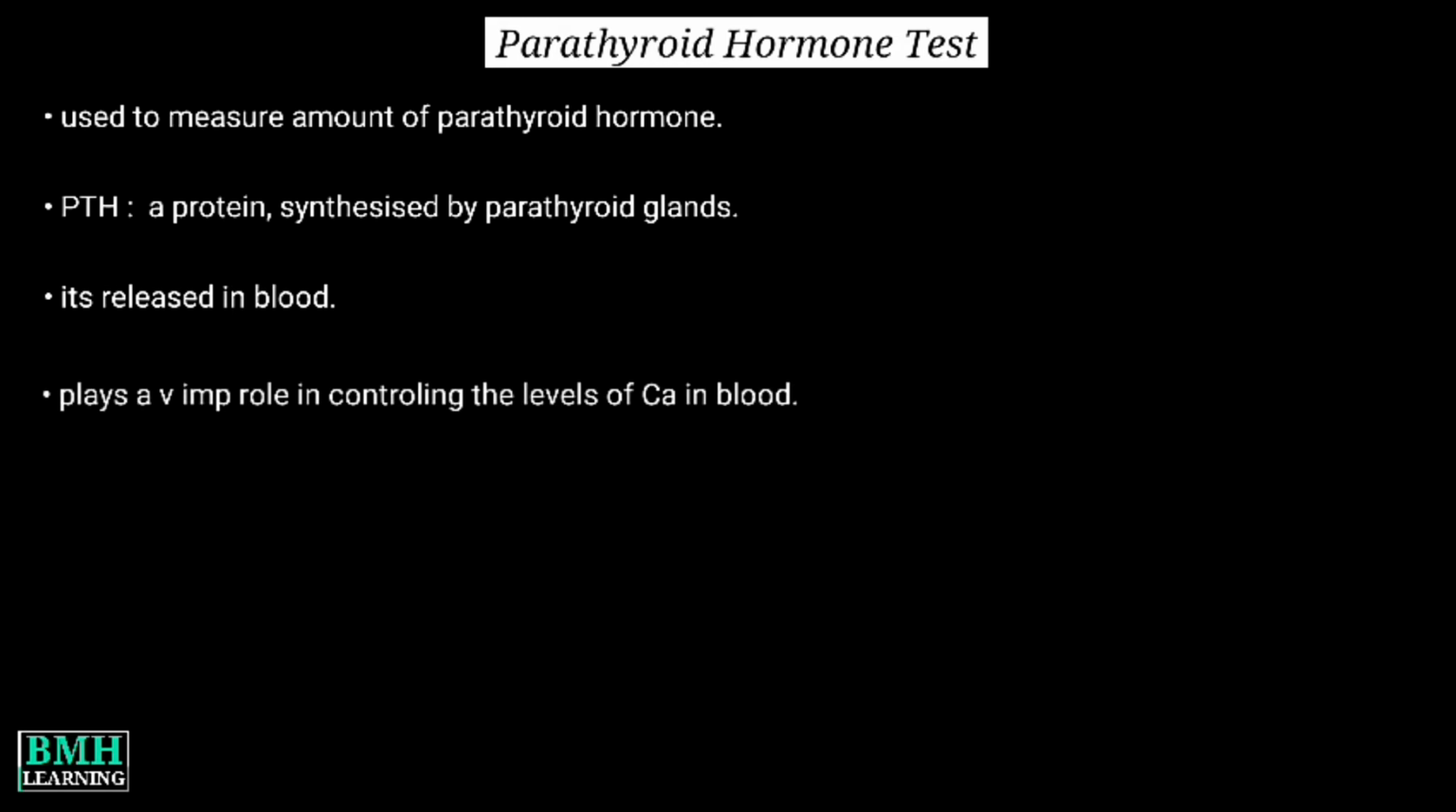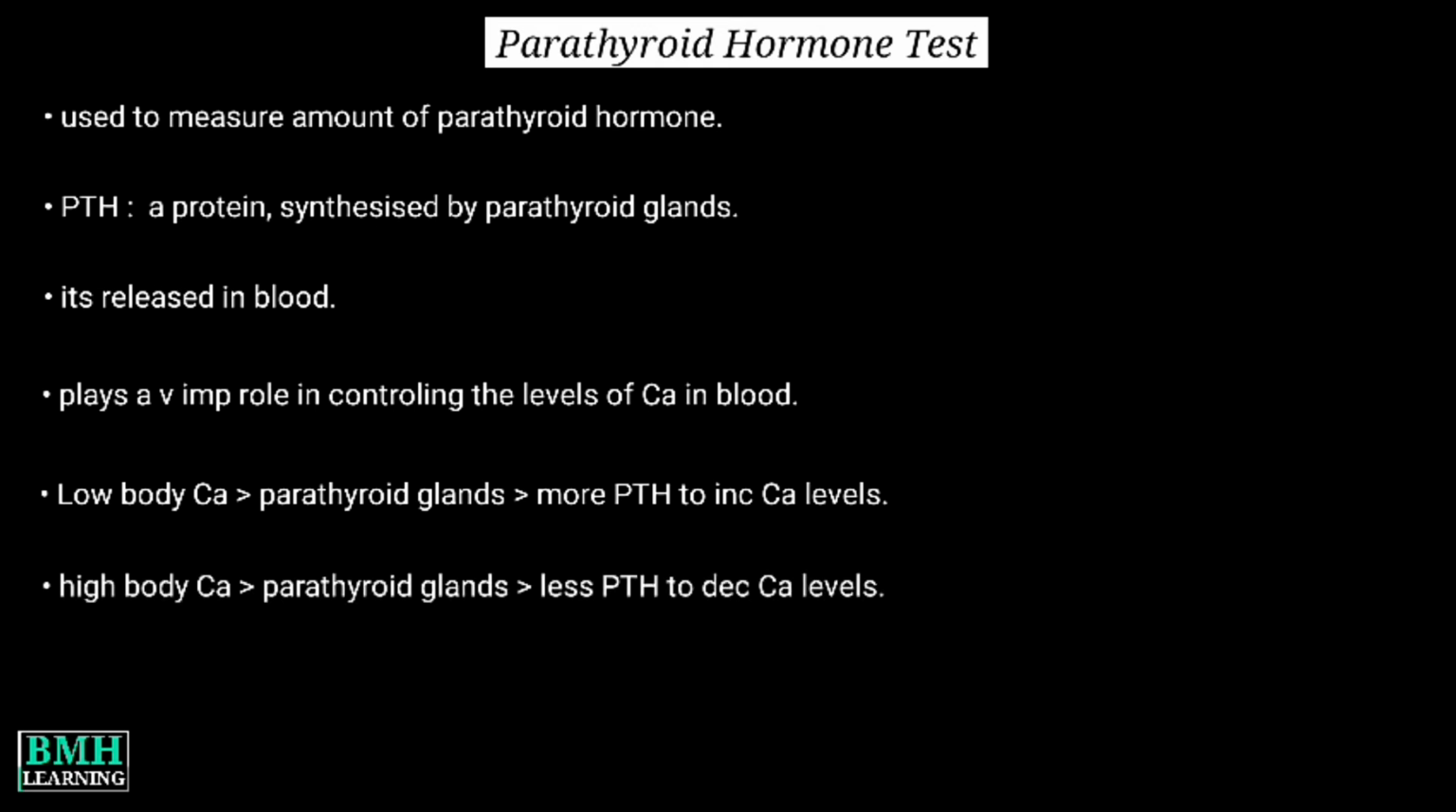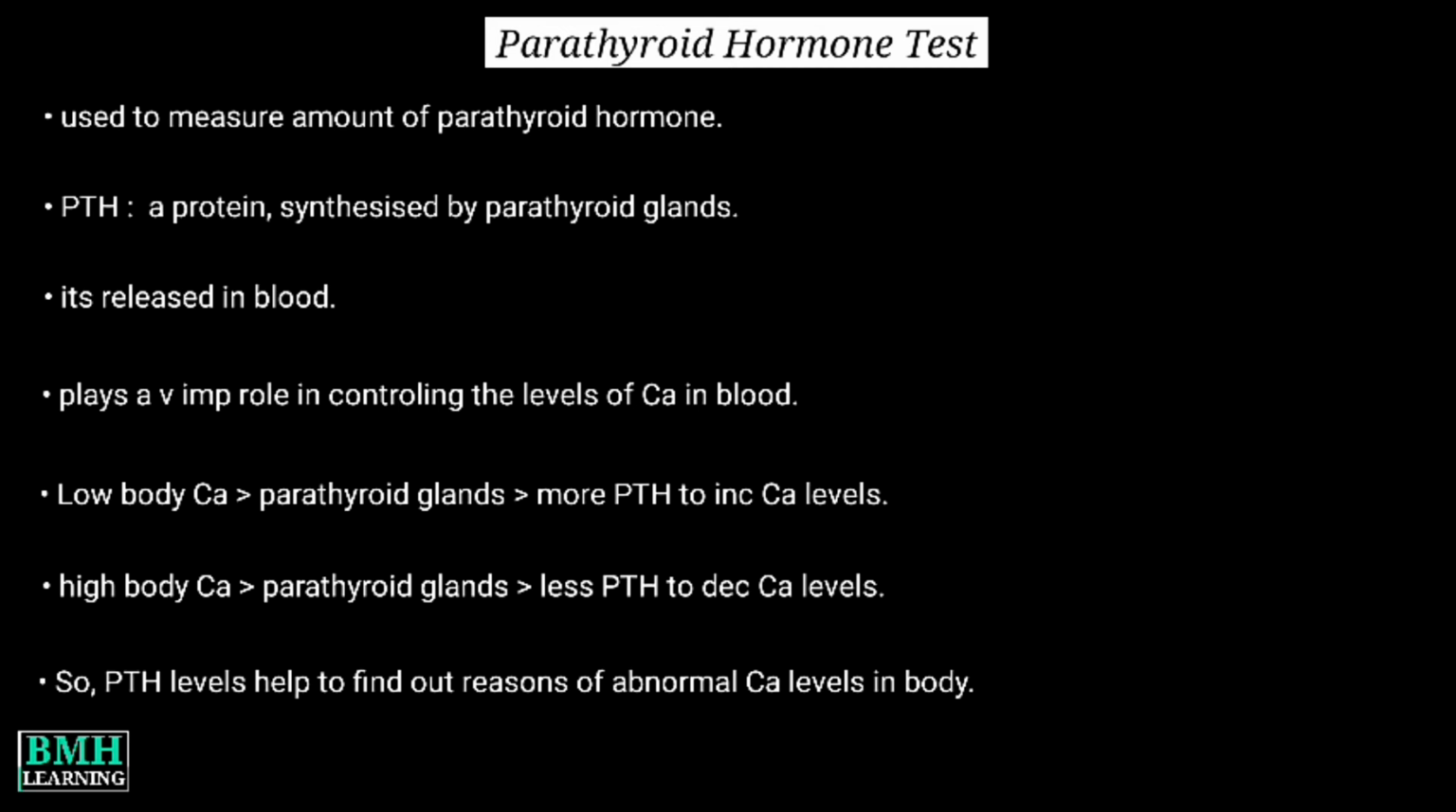PTH plays a very important role in controlling the levels of calcium in the blood. When body calcium levels are low, the parathyroid glands release more PTH in the blood to increase calcium levels. On the other hand, when body calcium levels are high, parathyroid glands stop making PTH. So therefore, PTH level helps to find out the reasons of abnormal calcium levels in the body.